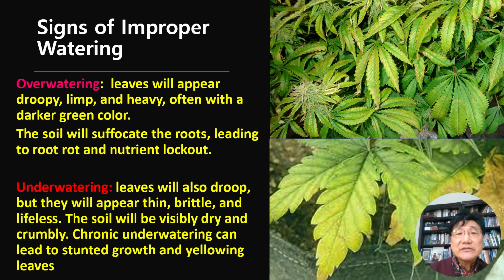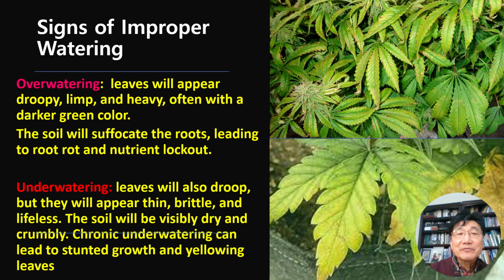Proper irrigation is one of the most critical factors for successful cannabis cultivation. The water needs of a cannabis plant change dramatically throughout its life cycle, and the method of irrigation can significantly impact yield, plant health, and water efficiency. Paying close attention to the plant's leaves and the soil is the best way to determine if your watering schedule needs adjustment.